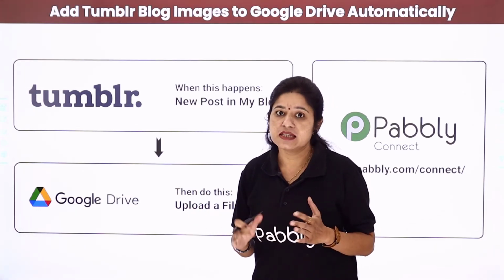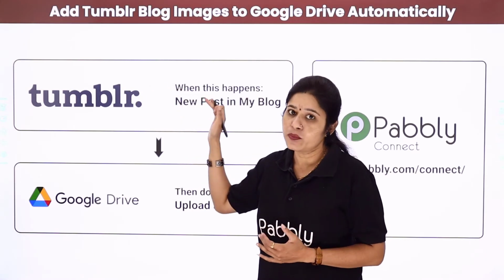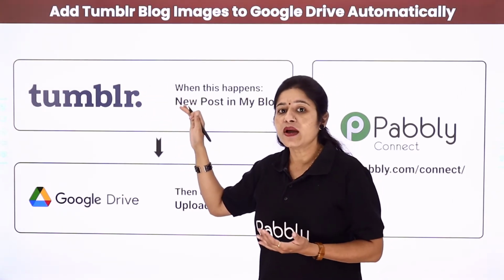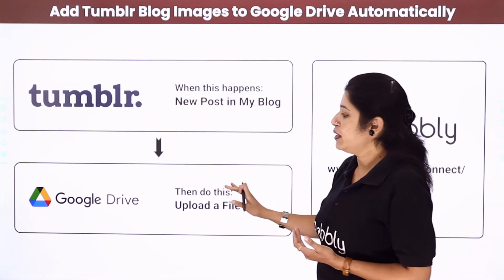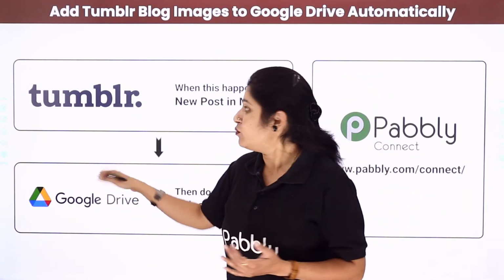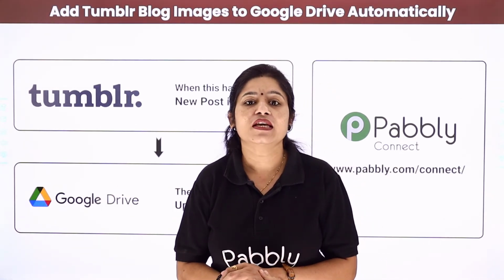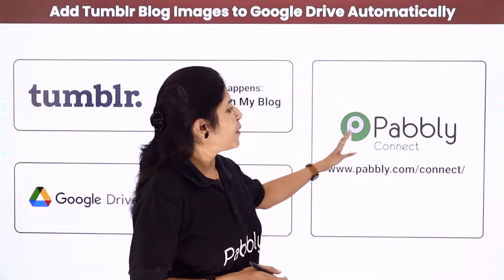So the idea here is that whenever you upload a new image in your Tumblr account, you create a new post into your Tumblr account, automatically the same post should be uploaded to your Google Drive folder. So we are going to create a connection between Tumblr and Google Drive, and in order to create a connection we will be using a software application named Pabbly Connect.